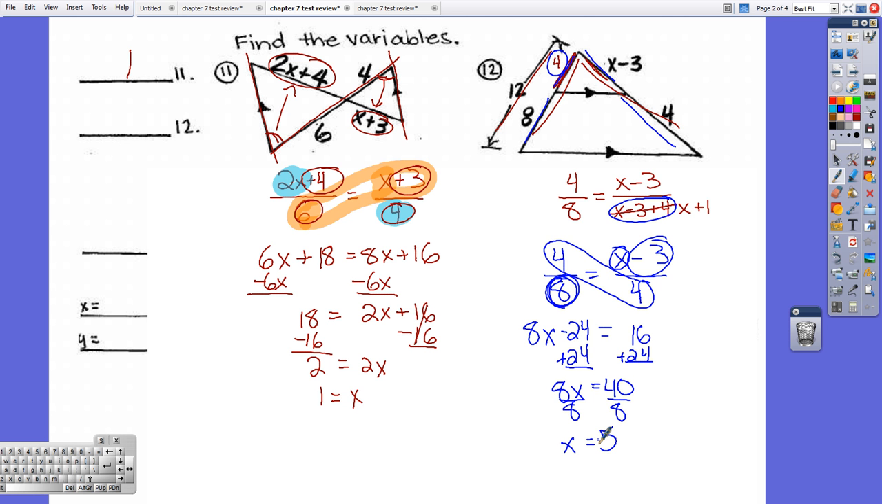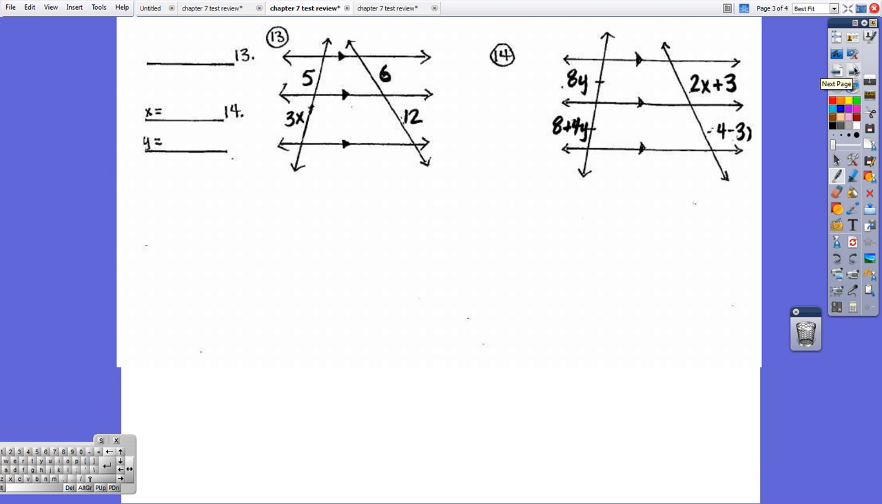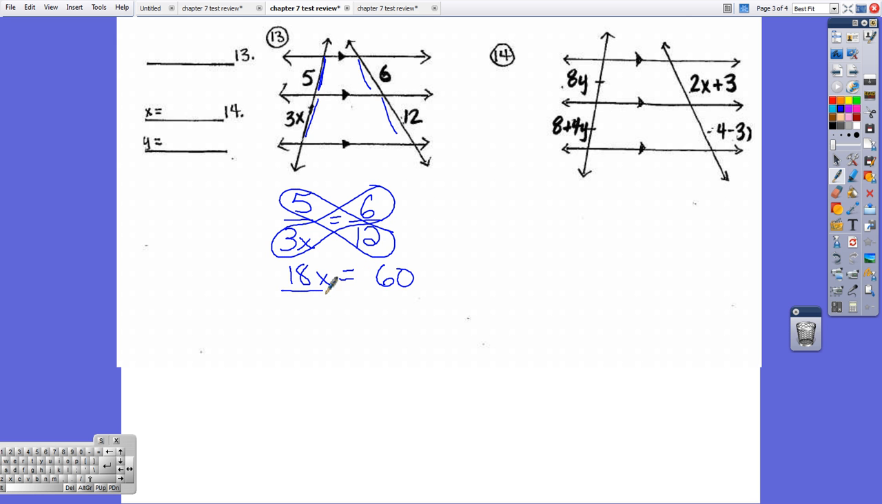Okay, and this is simply another one, part over part. So I have my 5 over my 3x equals 6 over 12. 5 times 12 is 60. 6 times 3x is 18x. And when you divide by 18, you get x equals 3.33333, or you can even write it as x equals 3 1/3.